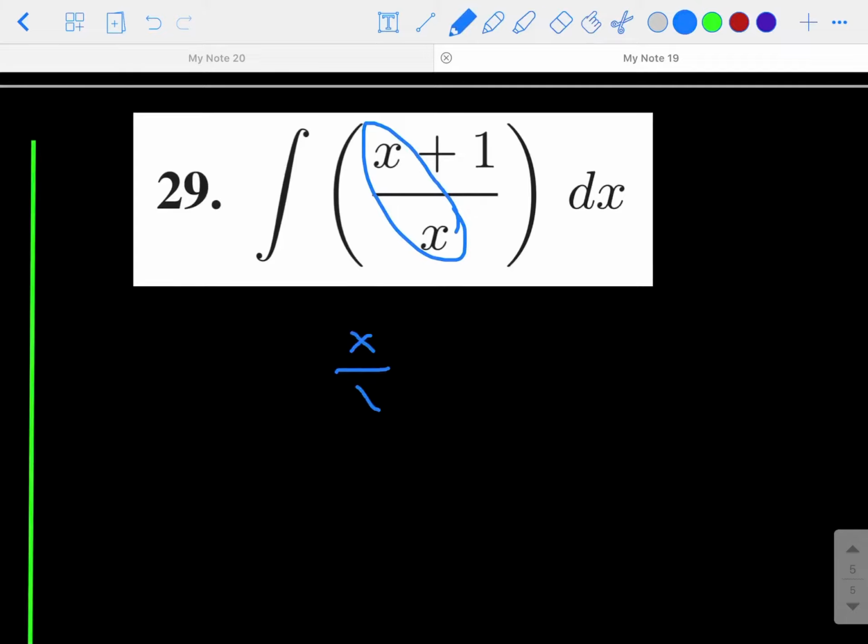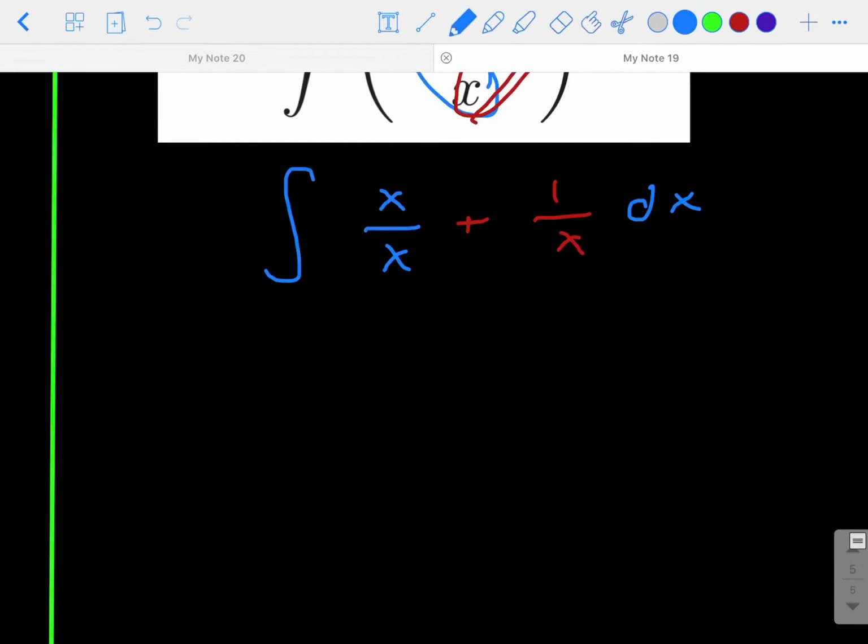x over x plus 1 over x. So all I'm doing is just rewriting this one fraction as two fractions so that we can take the integral of this. This is 1 plus 1 over x dx.